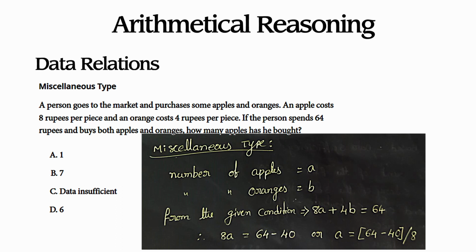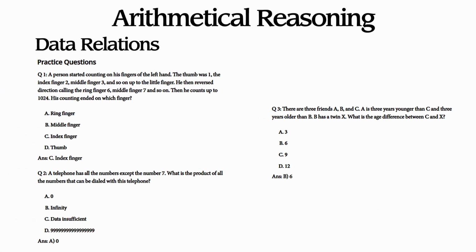Now, you might say that this can't be solved and the option is C, data insufficient. But that is not right. There is a hidden condition here that the number of apples and oranges can't be a fraction. They must be whole numbers. This happens when O is equal to 2. In that case, A is equal to 7. So, the man has bought 7 apples and 2 oranges. Here we have some practice questions. I am providing answers also. You can do it yourself.